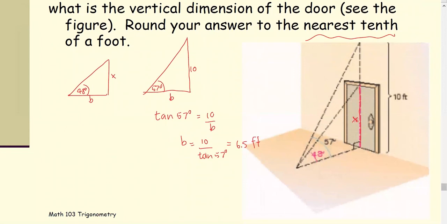After we get B, we're going to use B to find x. Since B is 6.5, x is the opposite, and B is adjacent to the angle 48 degrees. We use the tangent function again. This time, tangent of 48 degrees equals the opposite x over the adjacent B, which is 6.5, or x equals 6.5 multiplied by the tangent of 48 degrees, so x is approximately equal to 7.2 feet.